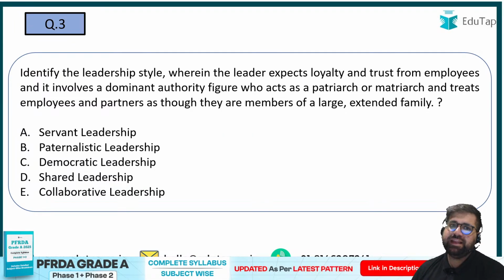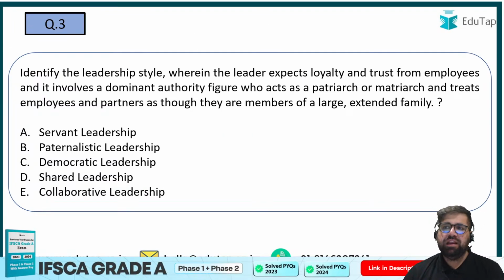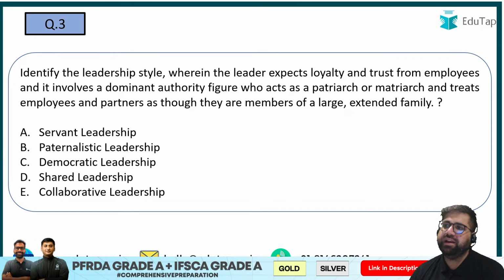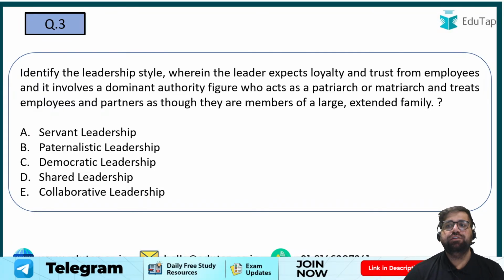Now, question number 3, identify the leadership style wherein the leader expects loyalty and trust from employees, and it involves a dominant authority figure who acts as a patriarch or a matriarch and treats employees as partners, as though they are members of a large and extended family.